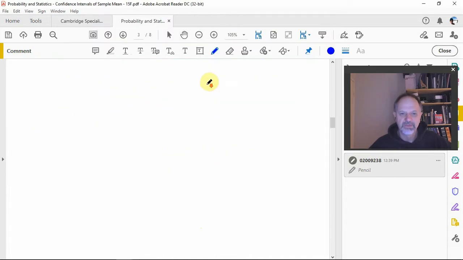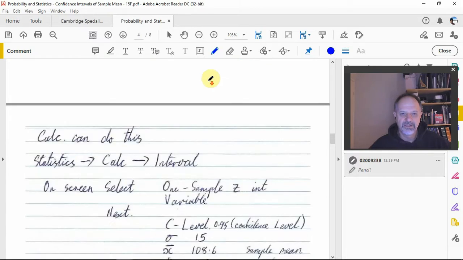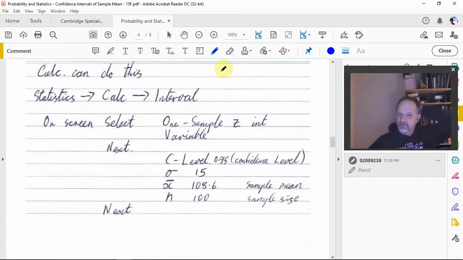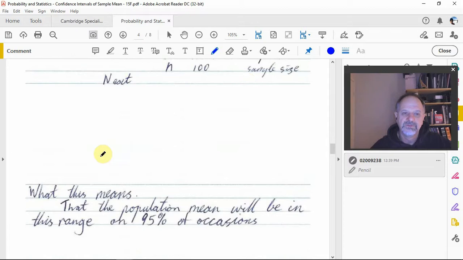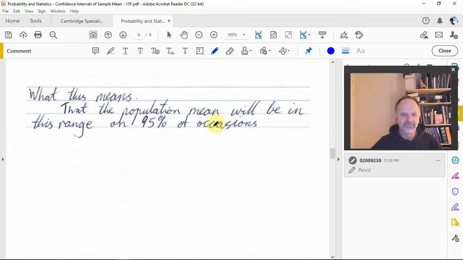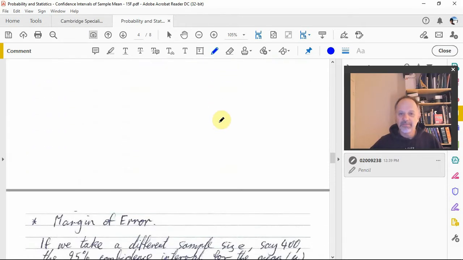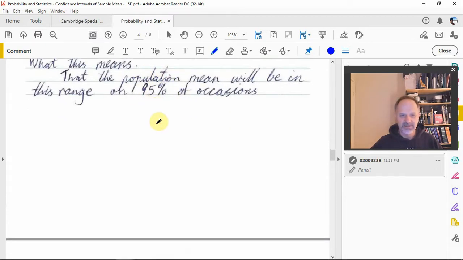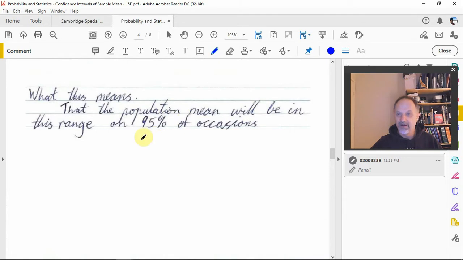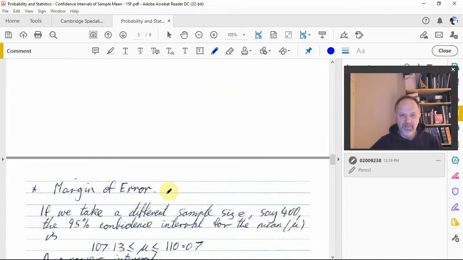And did I put those steps there? There we go, I did put those steps there. So what I just did is there. So what does this mean? As it says there, I already mentioned this, the population mean will be in this range on 95% of occasions. So if it's in this range on 95% of occasions, then that leads to this next bit, margin of error. On 5% of occasions it's not, so there's going to be an error there. So it's what we call the margin of error.